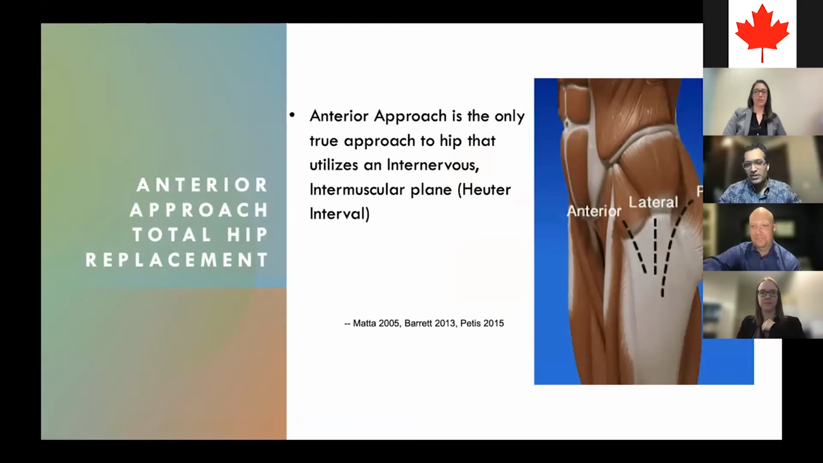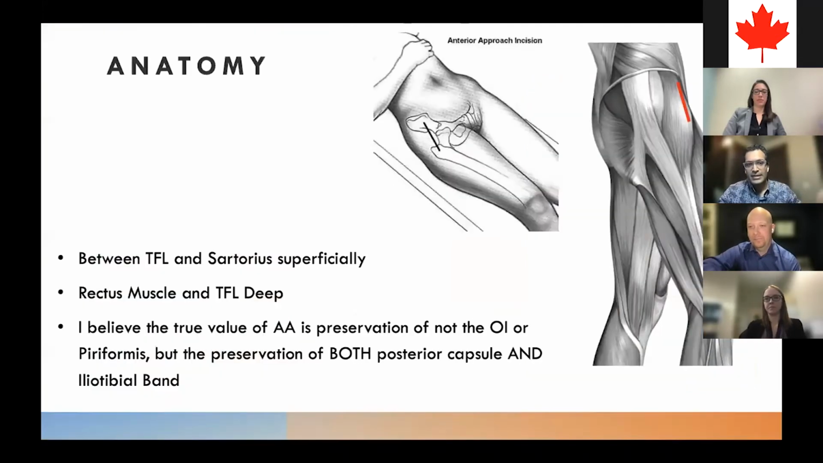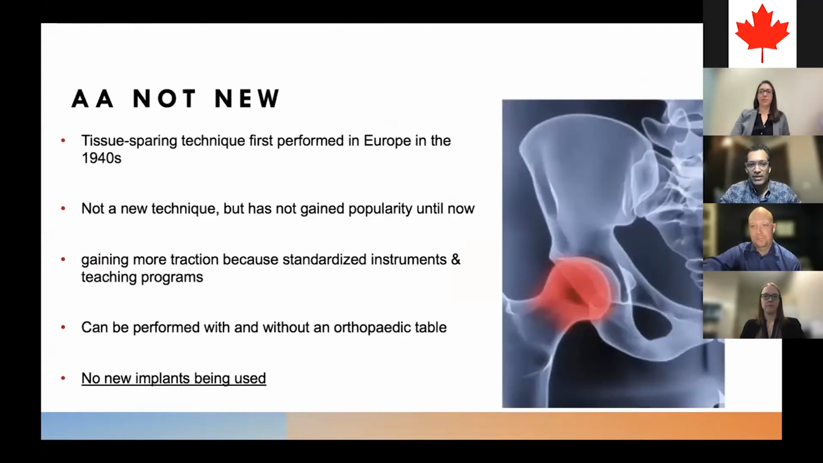I'm not going to jump into this too much because Dr. Howard already spoke about it, but the anterior approach is the internervous and intramuscular approach to the hip, between tensor fascia and sartorius superficially and rectus and tensor fascia deep. Now, I believe the true value of the anterior approach is not necessarily the obturator internus or the conjoint of the piriformis, but the preservation of both the posterior capsule and the IT band, which is where you see the real benefits.